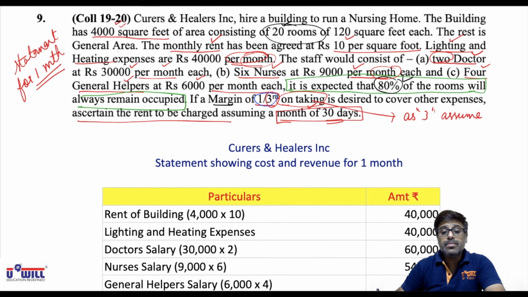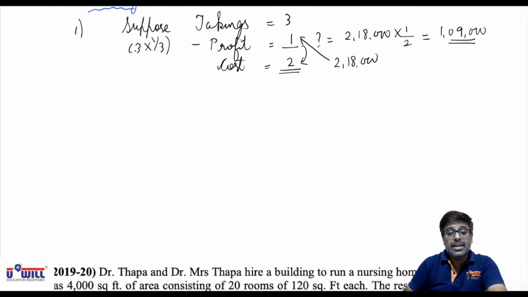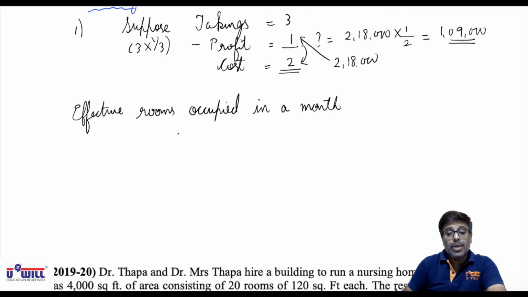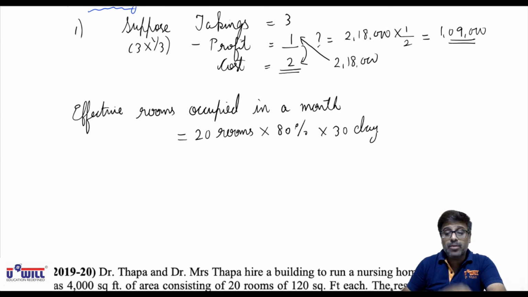Now, assuming a month of 30 days, 20 rooms are there, 80% are going to be occupied. So what are the effective rooms occupied in a month? 20 rooms into 80%, that is 16 rooms, into 30 days. So the number of effective rooms occupied by the patients in 1 month is 480 rooms.